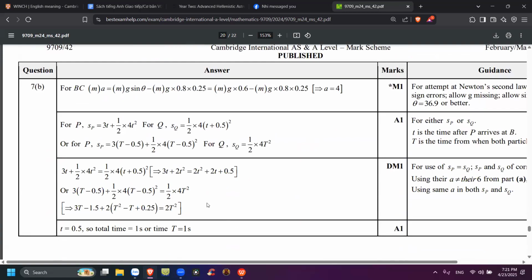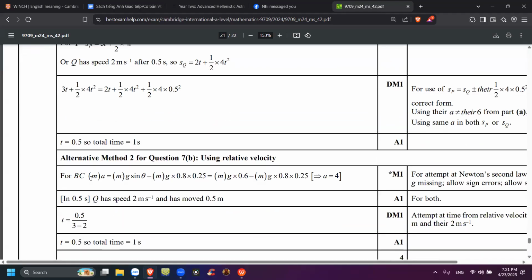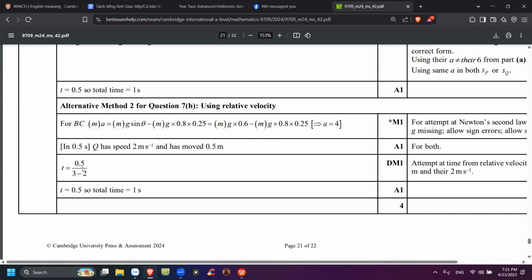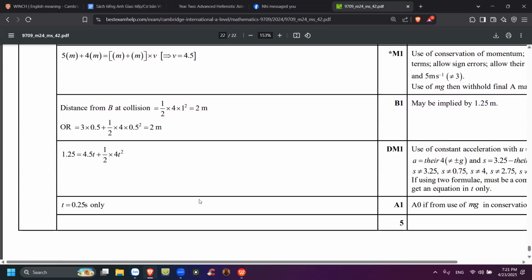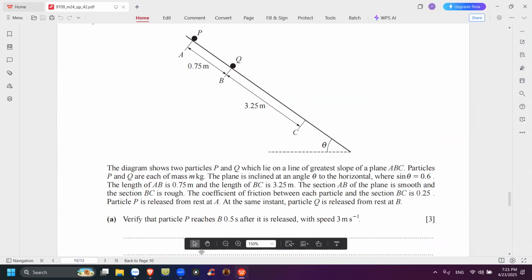Now B. I just have a headache looking at this one. This one is not understandable, I think. Is there an easier way to do this one? Using relative velocity. Okay, but just try it first and then we'll see how you're going to do it, okay?